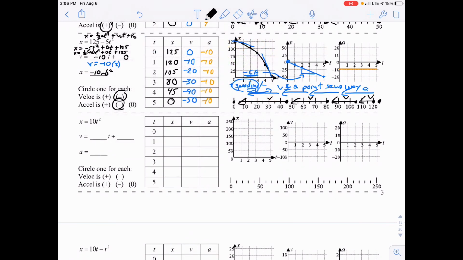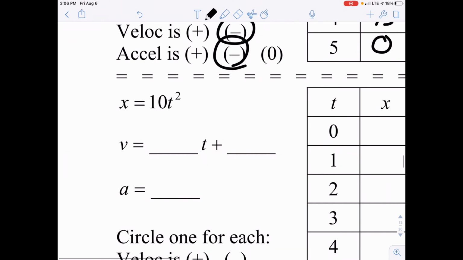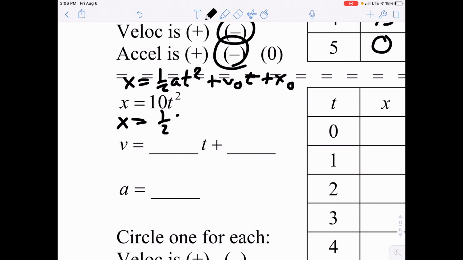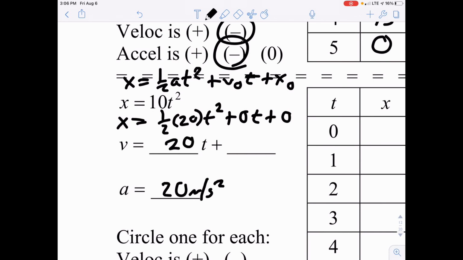In situation number 3, we've got x equals 10t squared. So if we're looking at the equation of 1/2 at squared plus v naught t plus x naught, what does that tell you? That x is equal to 1/2 times 20 t squared, because 1/2 of 20 is 10, and then plus 0t plus 0. Okay, so initial velocity is 0, acceleration is 20 meters per second squared. So this would be 20t plus 0. Okay, let's fill this out.